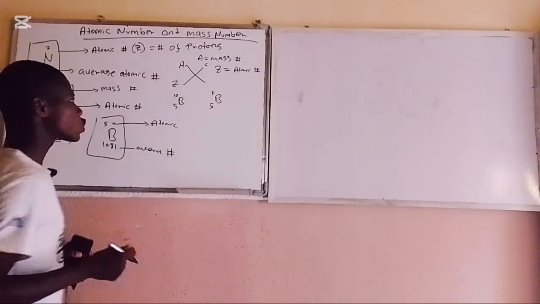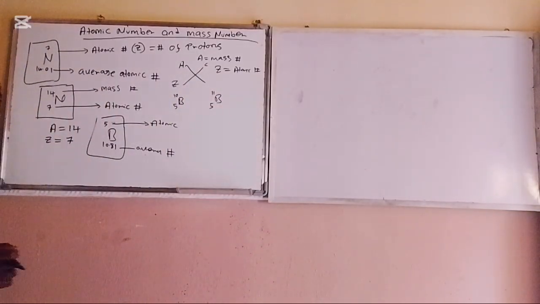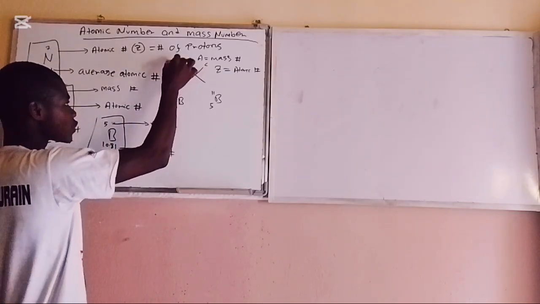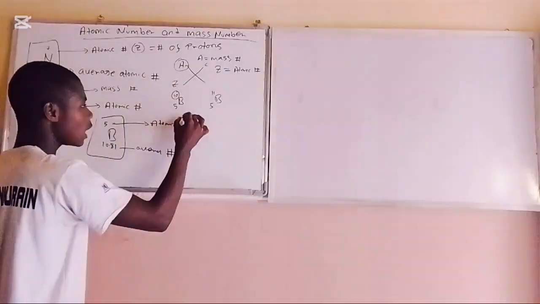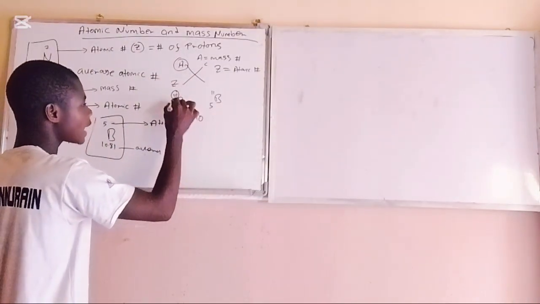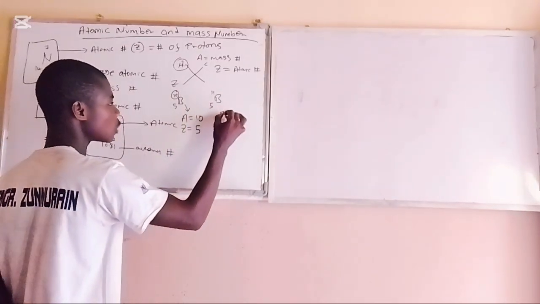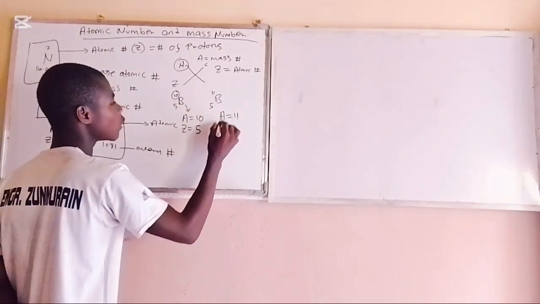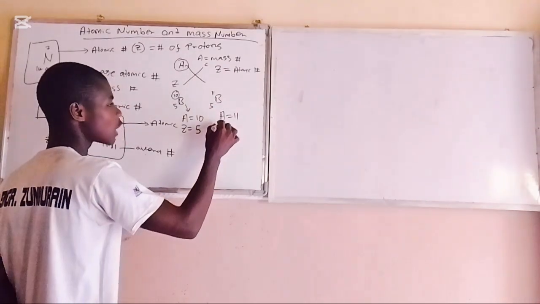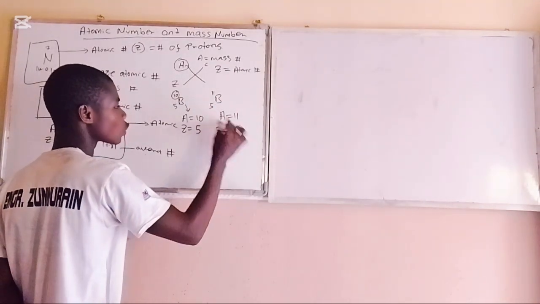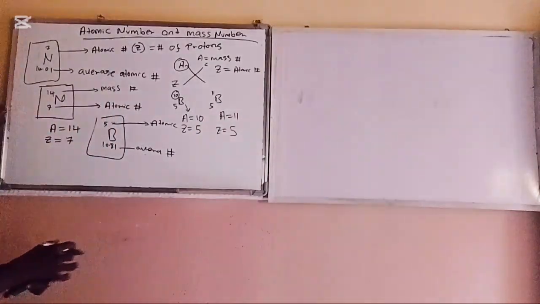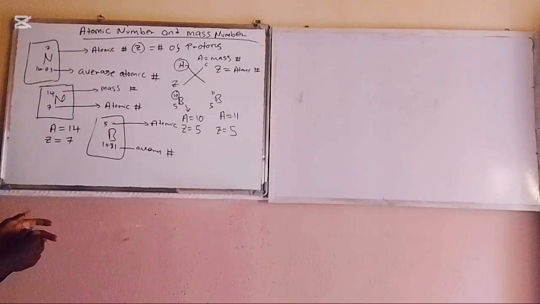So first I have boron 10, and I have 11 and 5. What will be the mass number and atomic number? As you can see, the top one is the mass number, which is 10, and the atomic number Z is 5. And also the mass number is 11, and the atomic number is 5. So let's see some examples.